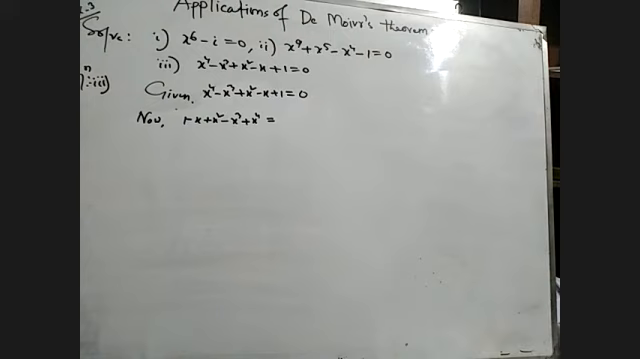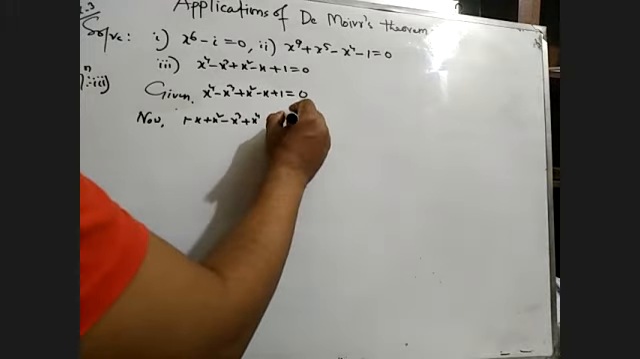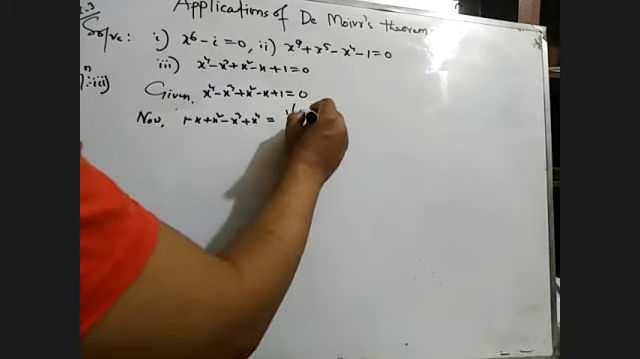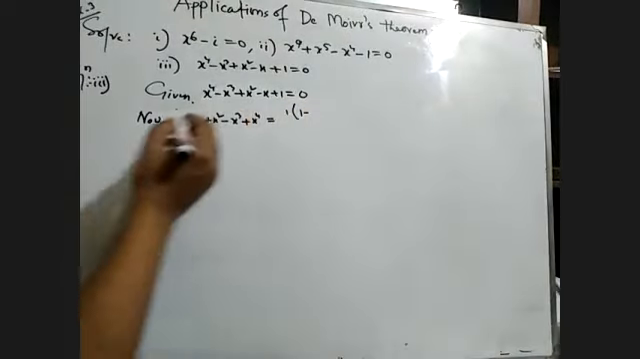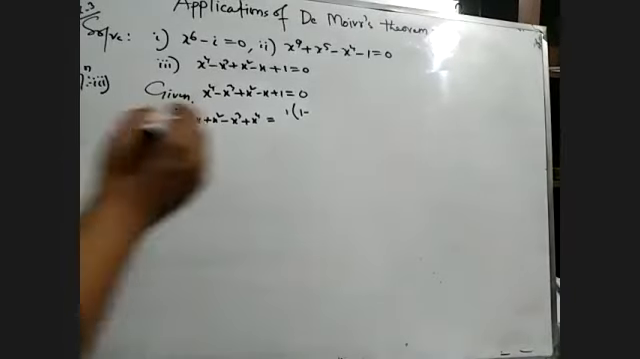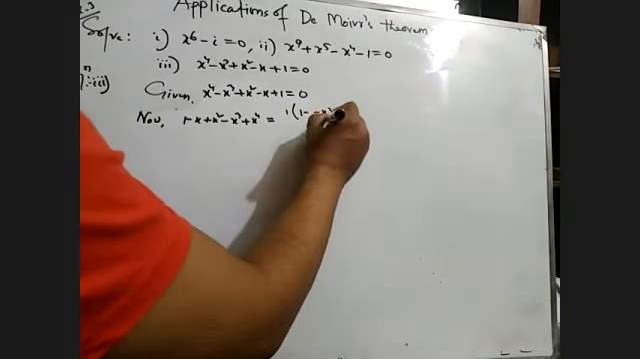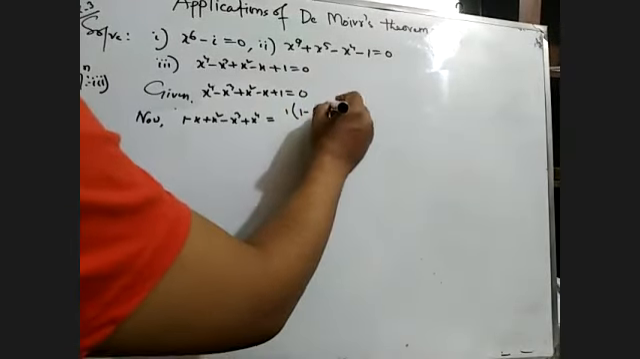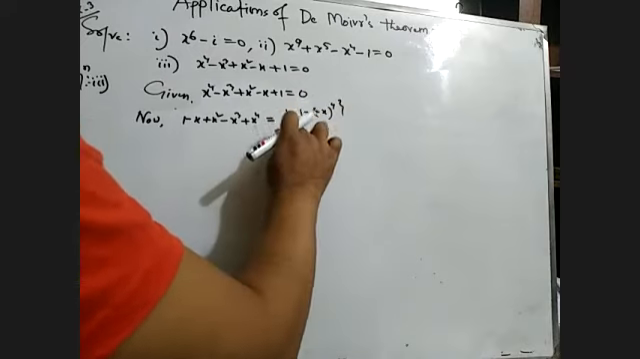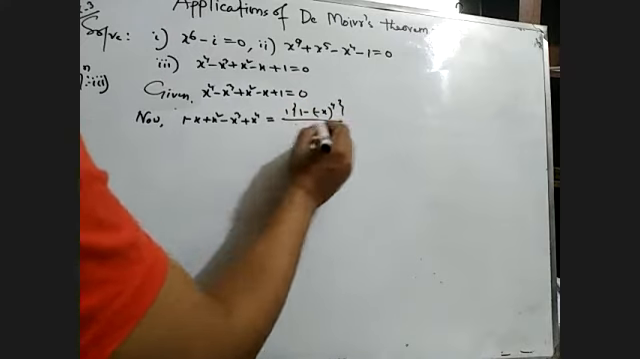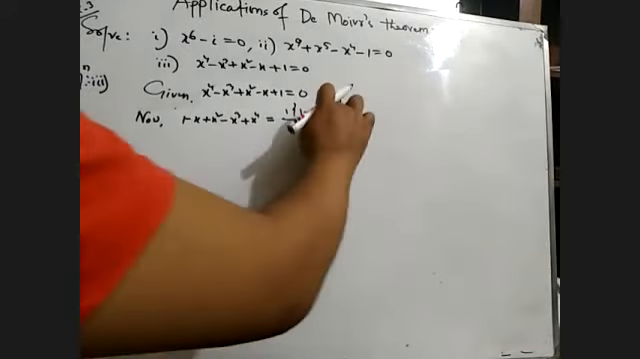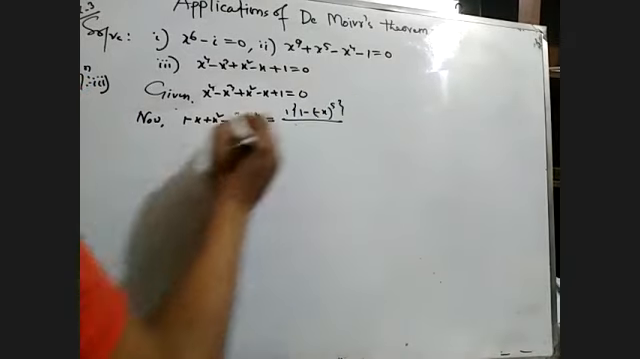This can be written as, this is the geometric series. First term is 1 and common ratio what? Common ratio minus x and highest power 4. Sorry, 5 will be highest power.